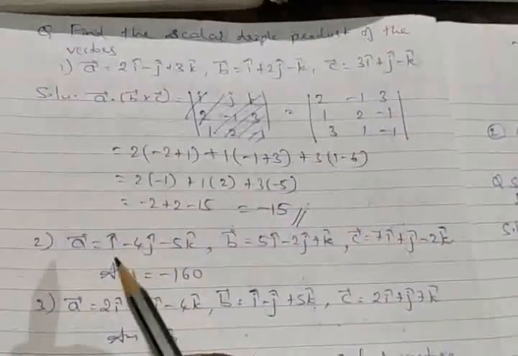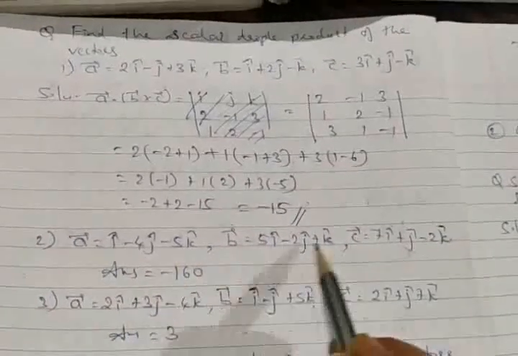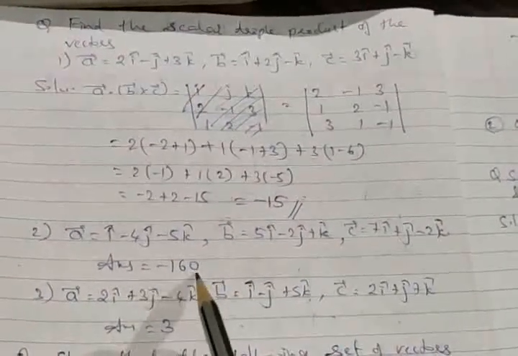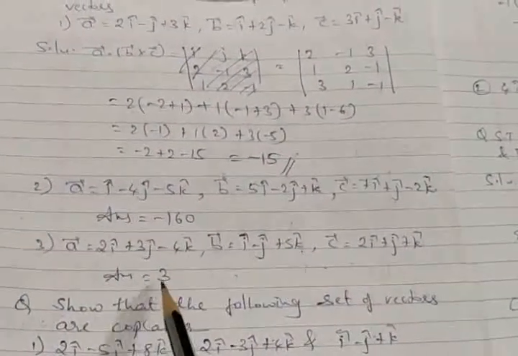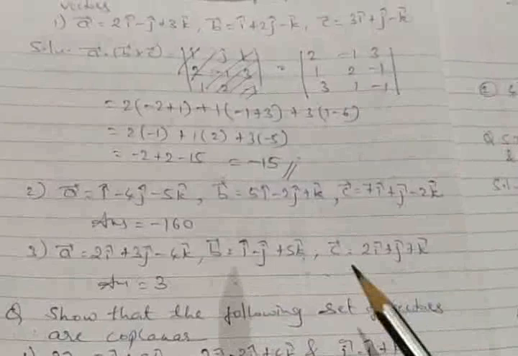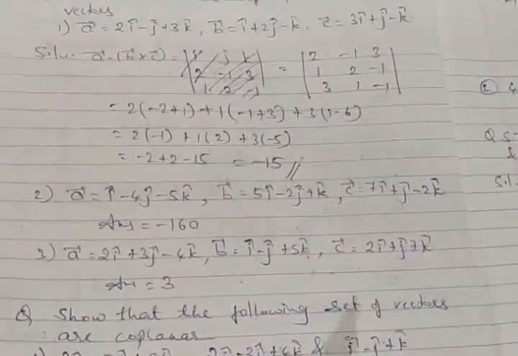Next video, I'll go for this question with A, B and C, and go through the solution part. You will find it to be -160. Verify the answer. I have one more here, with A, B, C, and the answer is 3. Solve this question. In the next video, we'll discuss the solutions for these from the scalar triple product. Thank you.